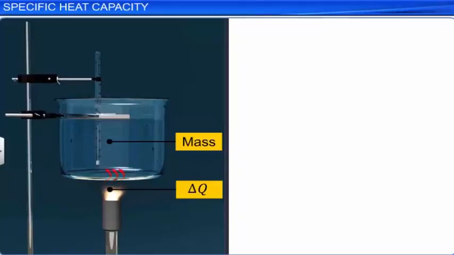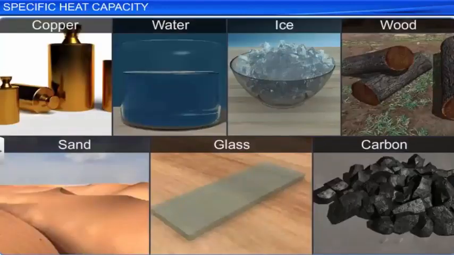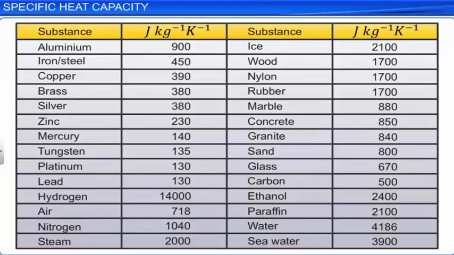Specific heat capacity S can be expressed as S equals 1 by m into delta Q by delta T. The SI unit of specific heat capacity is joule per kilogram Kelvin. Specific heat capacity depends on the nature of the substance. Different materials have different specific heat capacity values, as shown in the table.